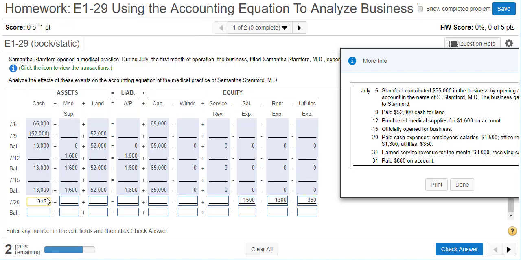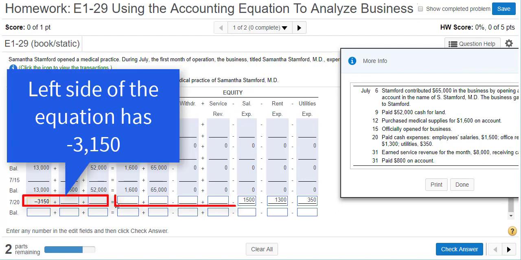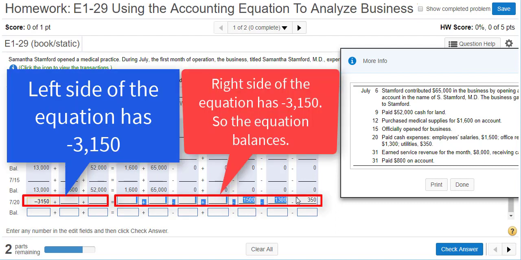Now double check. Does this transaction line balance? On the left side, these three boxes, we got minus $350. And then on the right side of the equation, in these boxes, what do we have? We have minus $1,500, minus $1,300, and then minus $350. So that balances.